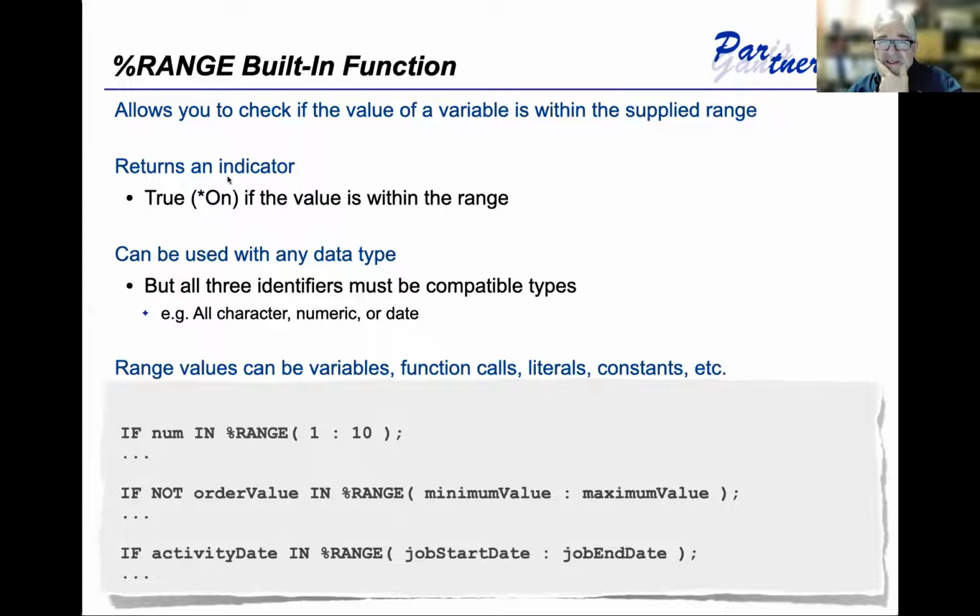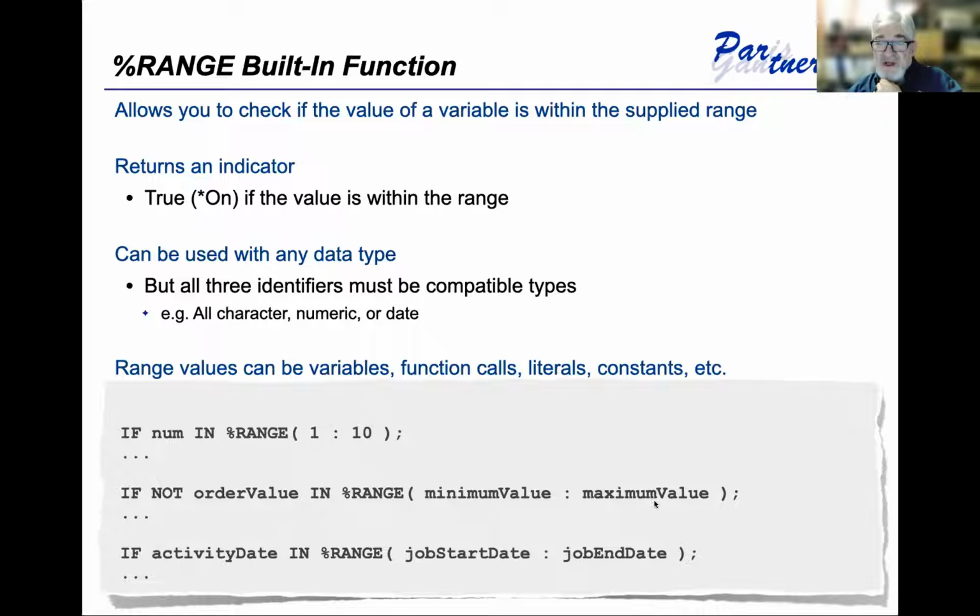All that it's going to do is return an indicator, true or false, to tell you whether the value that you have supplied is actually in the range. So you say %range, and you can give it a numeric value, say 1 through 10. And then you say if number is in the range. So if number is greater than or equal to 1 and less than or equal to 10, then this will return true. Okay. Similarly, you can say if it's not in the range. So if not order value in range.